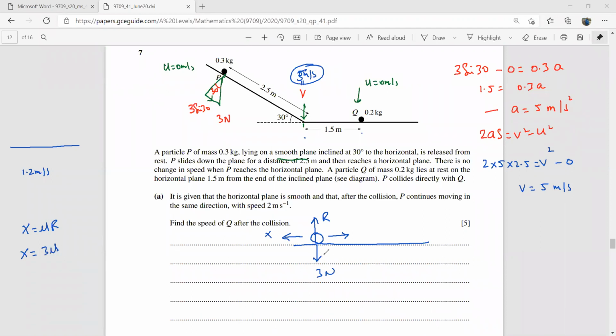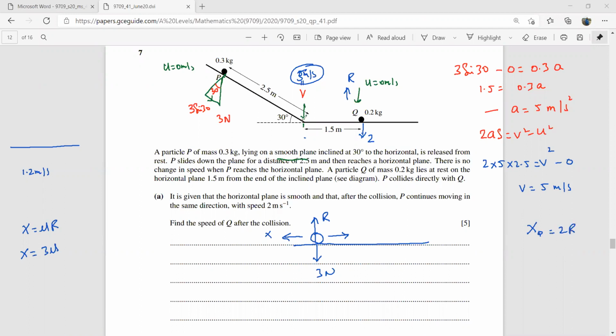Okay? So when it hits this, they are going to coalesce. You have to determine its weight also, which is going to be 2 over here. And you can find the frictional force onto it as well. This is going to be R over here. So the frictional force XQ, let me write that XQ, will be 2R, right?